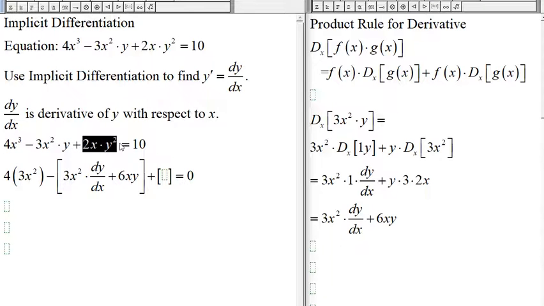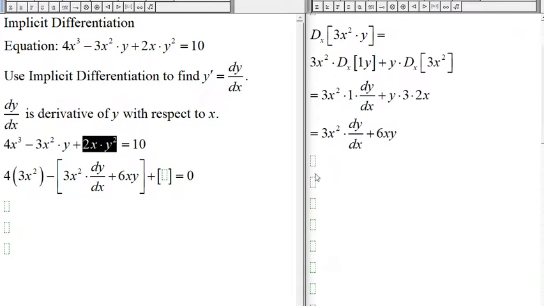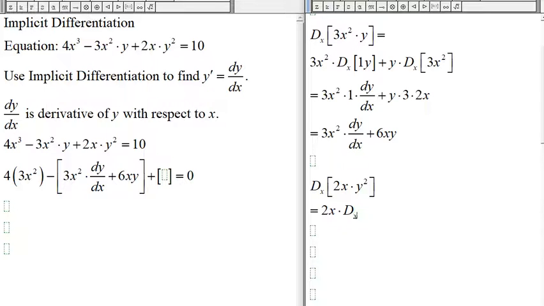And now we need to do the derivative for this other product. So this will be 2x, times the derivative with respect to x of y squared, and then plus y squared times the derivative with respect to x of 2x. And again, this is a product, so we're using the product rule right here.